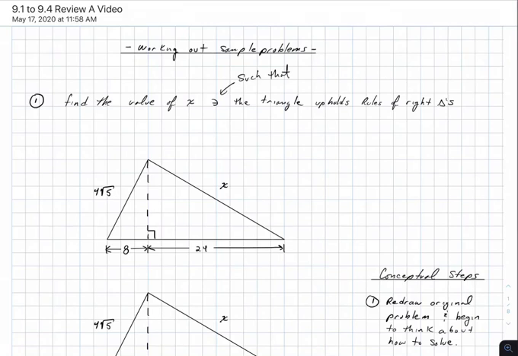Hi, welcome back. Today we're going to look at some review of applications, from 9.1 to 9.4. We're going to be working out some sample problems, okay? So the first problem, actually 5 of them, the first one that we're going to look at is: find the value of x such that the triangle upholds rules of right triangles.